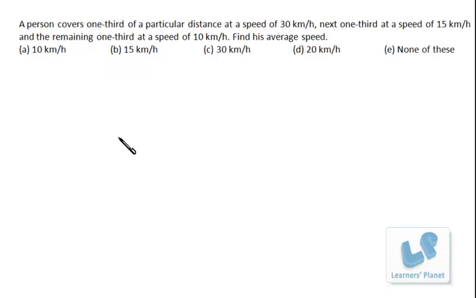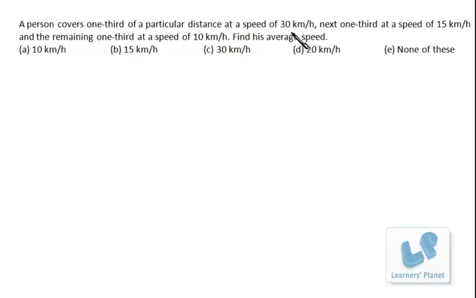Now let's try this question. A person covers 1/3 of a particular distance at a speed of 30, the next 1/3 at a speed of 15, and the remaining 1/3 at a speed of 10 km per hour. What is his average speed? Friends, very simple question. You can assume a distance that is a multiple of 3, so it would be rather easier for you to solve. Suppose the distance is 90 km.